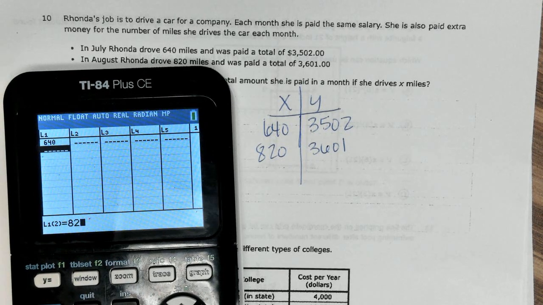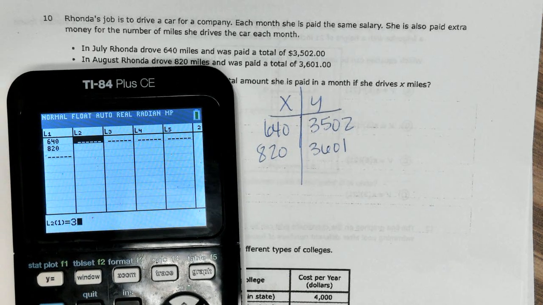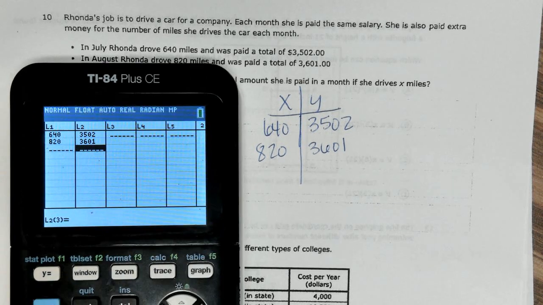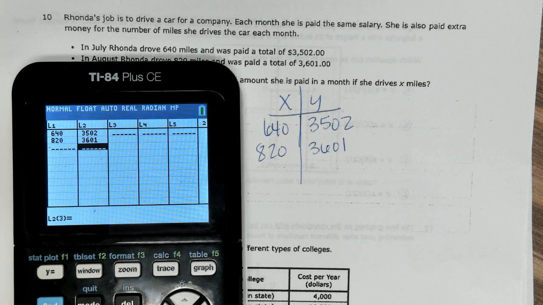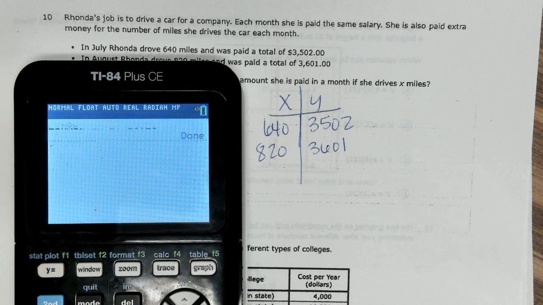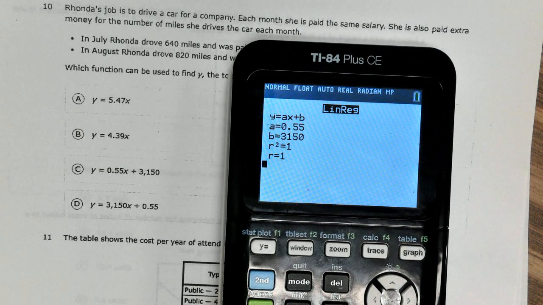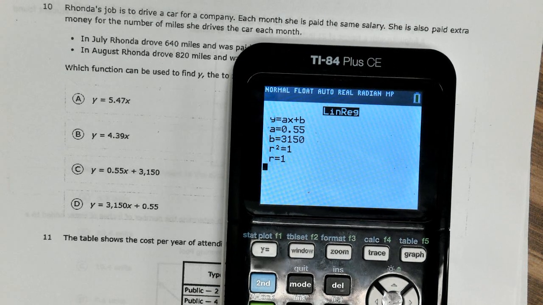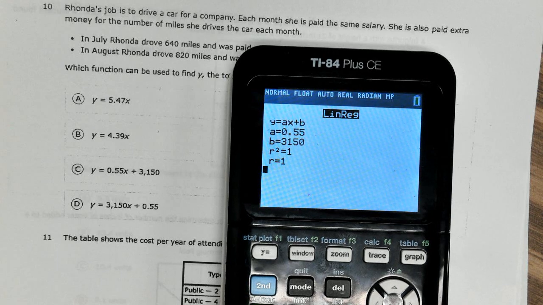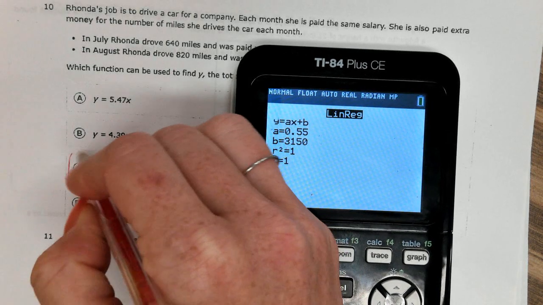Everybody should be putting this in. Stat calc, option 4. And there's your equation. Y equals 0.55x plus 3150. So which answer is it? C.